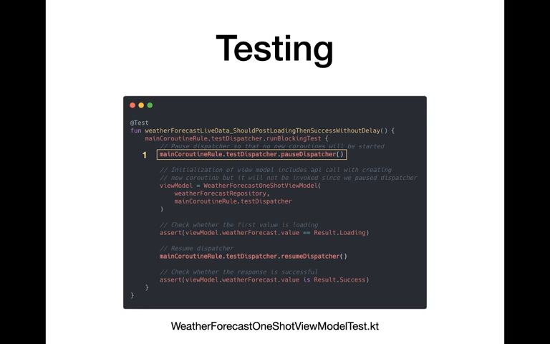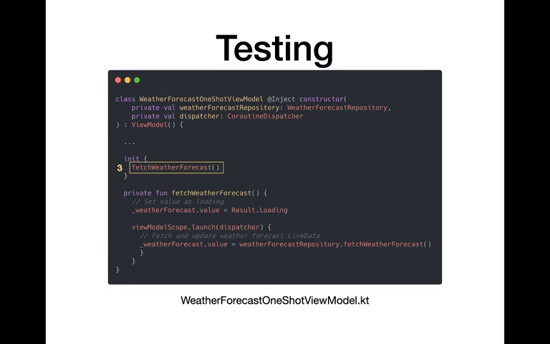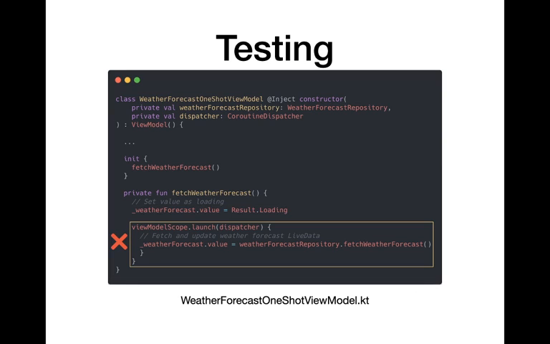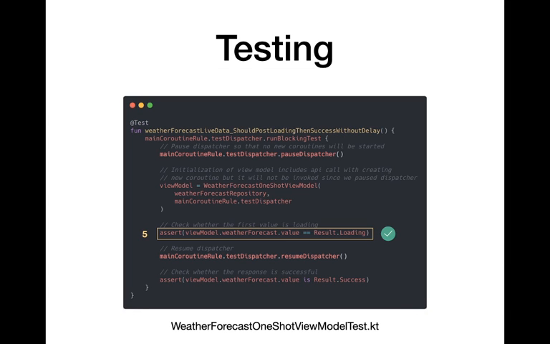Here we are first pausing the dispatcher, so as not to launch a new coroutine inside the vModel. And then we have our vModel creation here. Whenever you create your vModel, it will call this fetch weather forecast, and inside it we are setting the loading state to live data. But now the coroutines dispatcher will not execute this one because we already paused the dispatcher. This is a new coroutine launching and it will not execute. It will come back to the test method again and execute the assertion.